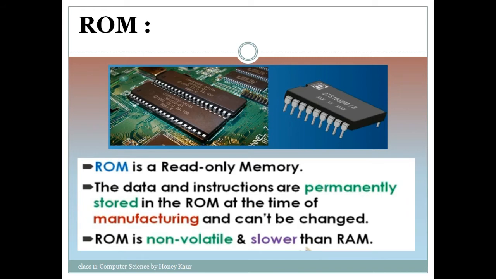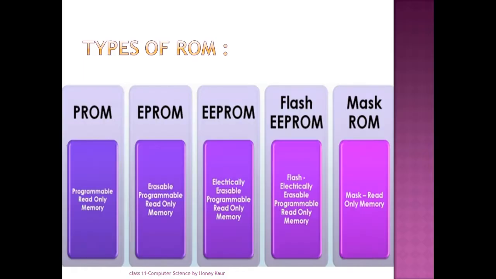The data and instructions are stored permanently, whereas RAM doesn't have permanent storage. It has a read-write feature but is volatile, whereas ROM has only a reading feature and is non-volatile in nature. Coming to different types of ROM.